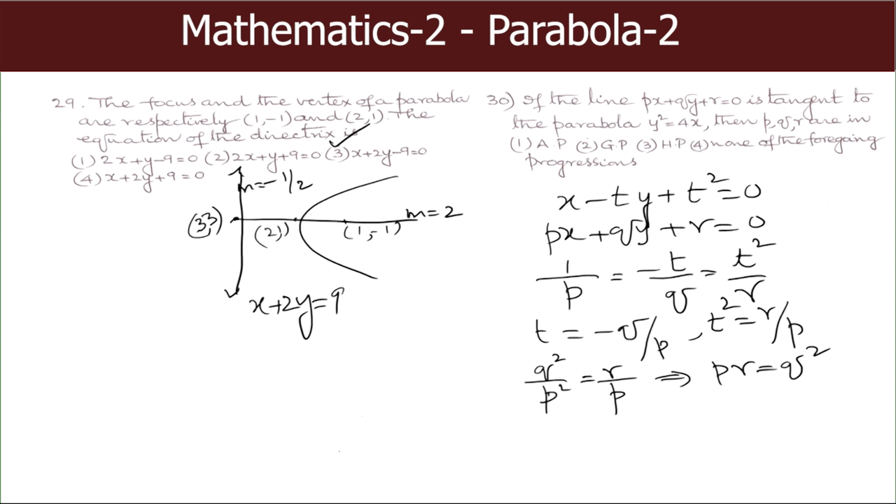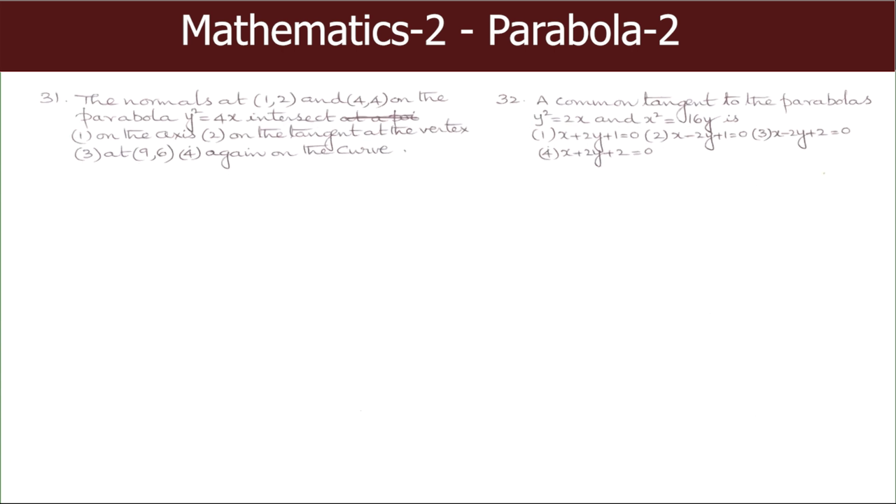Follow? I just compared the equation of the given straight line with the equation of any tangent to the parabola. If these two equations were to represent the same line, the corresponding quotients must be proportional, from which I calculated the value of t and t square, and eliminated t by squaring the first and equating to r by p. Therefore, this gives pr equal to q square, that means p, q, r are in geometric progression.